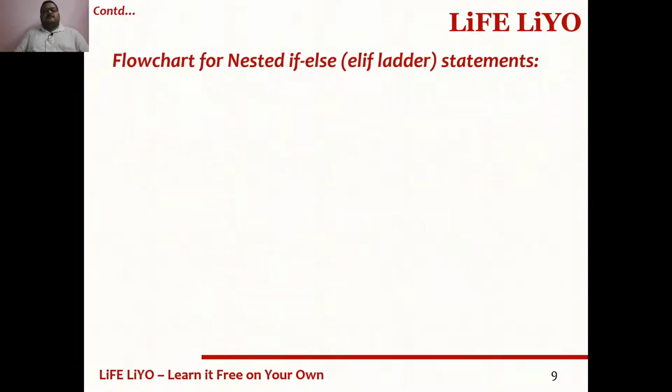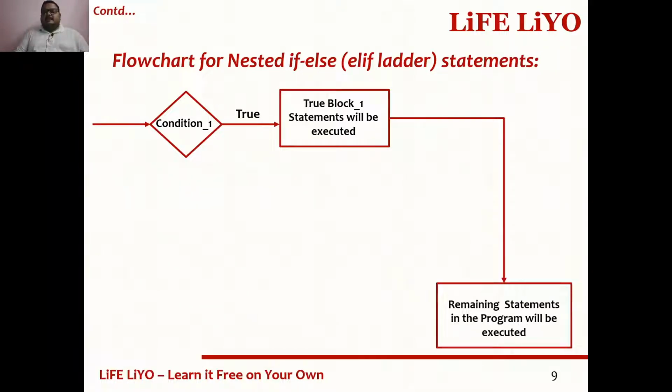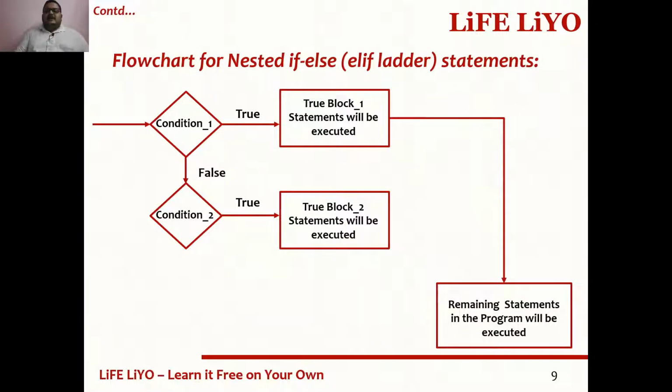Let's look at the flowchart. First condition: if it is true, then the block 1 statements will be executed, and then the remaining statements in the program will be executed. If condition 1 is false, it is going to verify condition 2. If condition 2 is true, it is going to execute the block 2 statements, and then again execute the remaining statements in the program. If condition 2 is also false, it is going to check condition 3. If condition 3 is true, it executes the block 3 statements. After the execution of block 3, it executes the remaining statements.